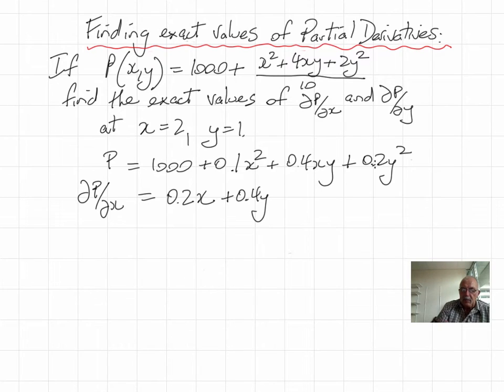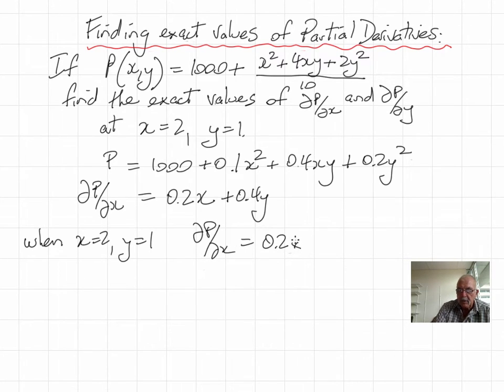So our next step is, when x equals 2, y equals 1, the partial derivative with respect to x, we just do the substitution, will be 0.2 times x, which is equal to 2, plus 0.4 times 1, which is 0.4, so 0.4 plus 0.4, which is 0.8.